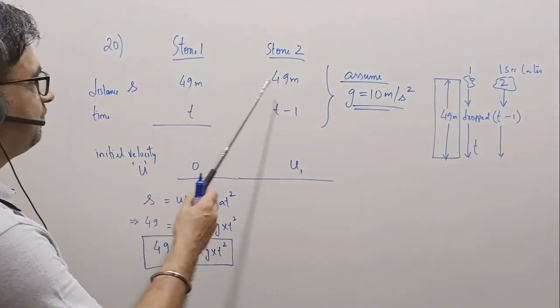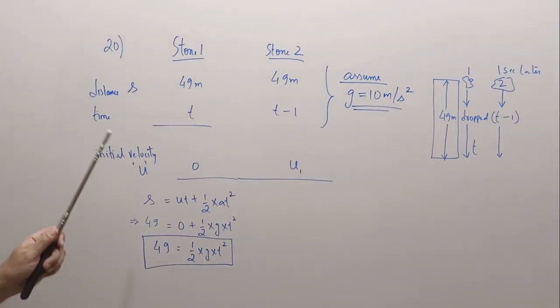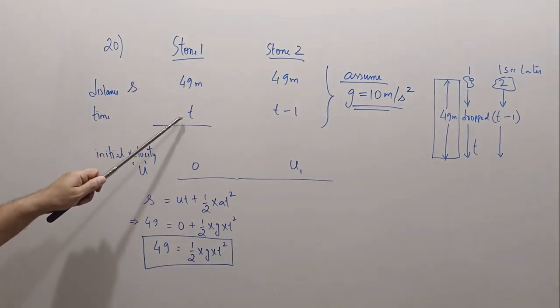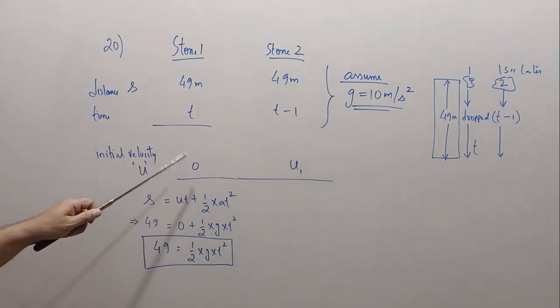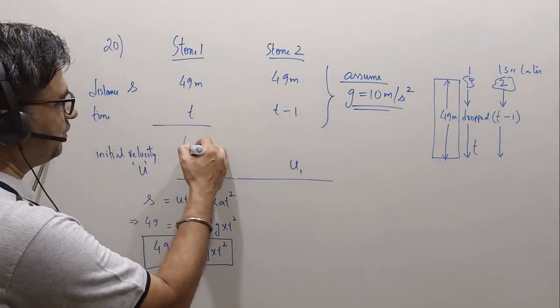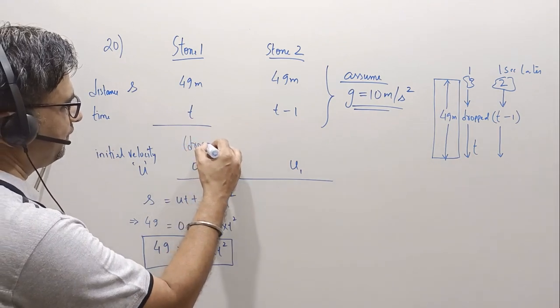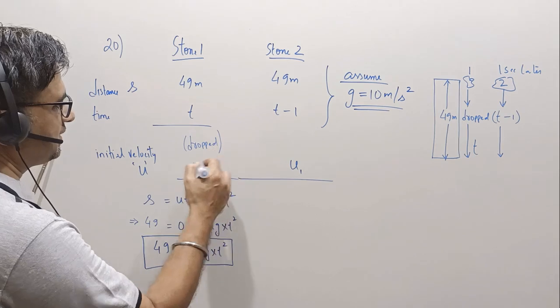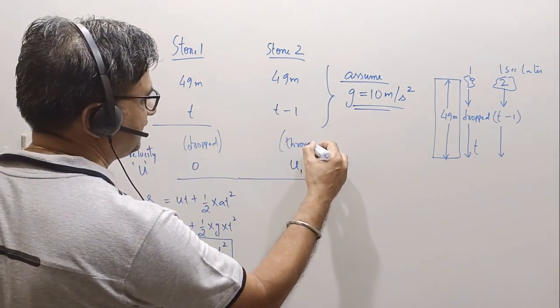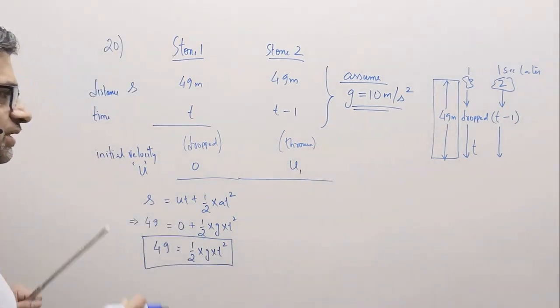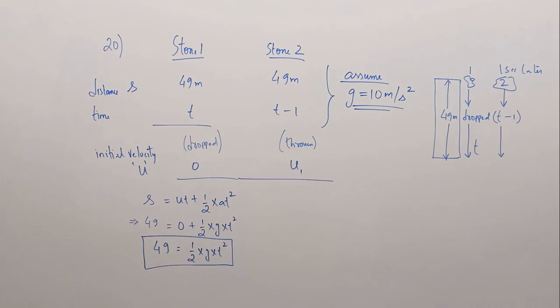So distance, both of them traverse 49 meters. Stone 1 takes t seconds, so stone 2 takes t minus 1 seconds. Initial velocity: stone 1 was dropped, so its initial velocity was 0, but stone 2 was thrown, so it would have some non-zero initial velocity, and we are required to find this. S is equal to ut plus half at square is the equation of motion that we can make use of.